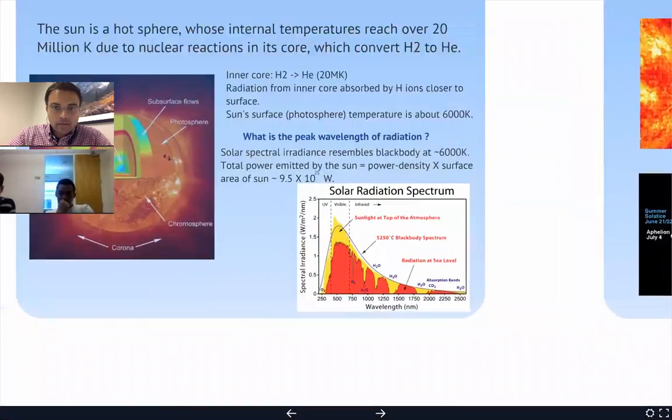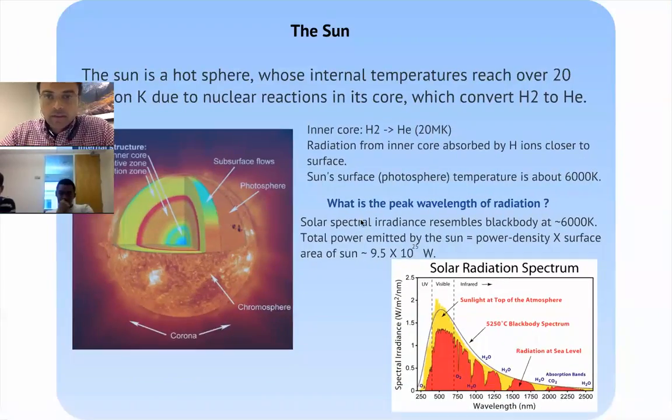Now, let me head back here. The solar spectral radiance resembles a black body at 6,000 Kelvin, and you can compute the total power emitted by the sun by the power density multiplied by the surface area of the sun, and it turns out to be about 9.5 times 10 to the 25 watts. So that's quite a lot of energy, obviously.